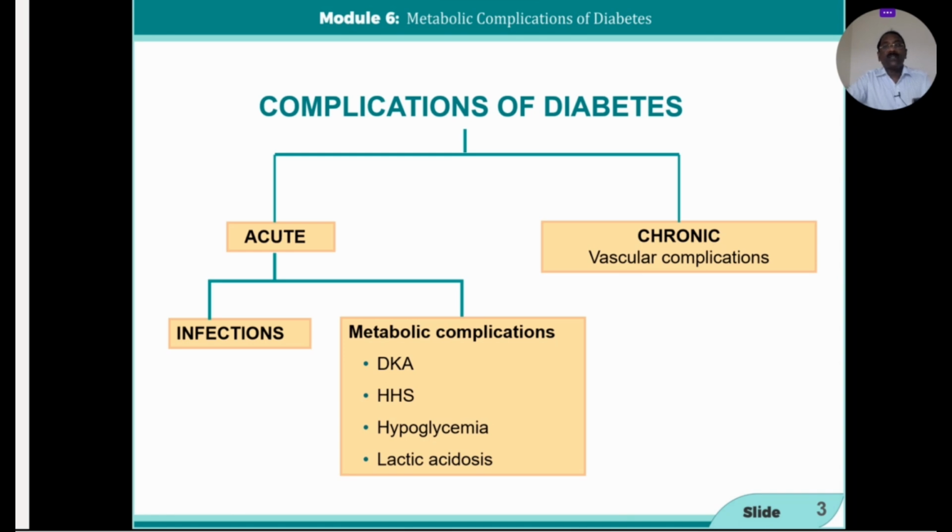So these are the complications of diabetes. They are divided into acute and chronic. And in the acute, you have the metabolic complications like DKA, HHS, hypoglycemia, and also lactic acidosis, maybe because of the prolonged usage of metformin. And in India, we also have acute complications like infections.